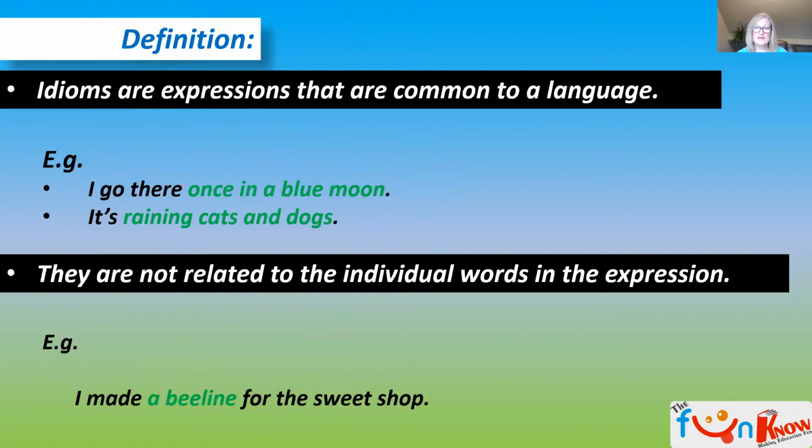Idioms can't be worked out by looking at the individual words. So if you look at a blue moon, that wouldn't tell you the idiom. You'd have to learn the idiom. If you look at cats and dogs, that doesn't tell you what the idiom means, so you have to learn the idiom. I made a beeline for the sweet shop. By looking at beeline, you don't know what that means, so you have to learn the idiom. It's learnt phrasing for a language.